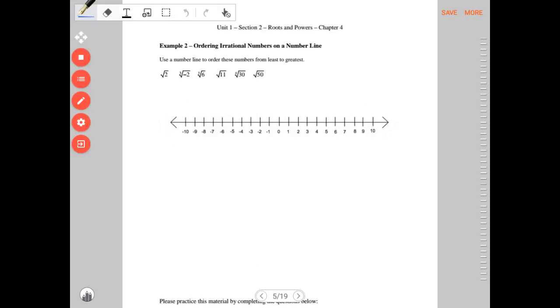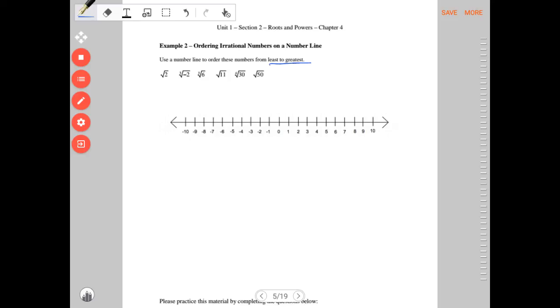Example 2. Ordering irrational numbers on a number line. Okay, so use a number line to order these numbers from least to greatest. Now, I need you to pay attention to that wording, least to greatest, because sometimes it says least to greatest, sometimes it says greatest to least. So it depends on how you write your number line, right? But anyways, I've drawn the number line for you.